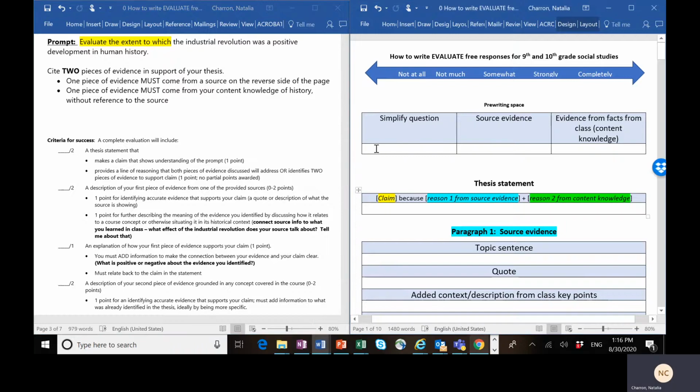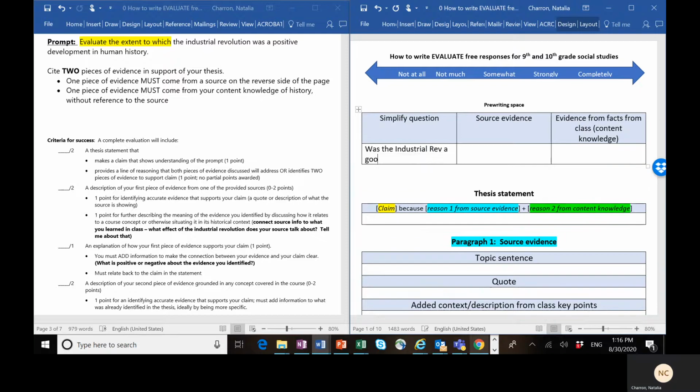The first step for anybody though, and here is something that I'd write in pre-writing space, like on a scratch sheet of paper when taking a test, is just simplify what you're being asked because it makes it easier to think, right? So what you're really being asked here is, was the Industrial Revolution a good thing? And with that simplified question, I'm going to have a lot easier time thinking about evidence.